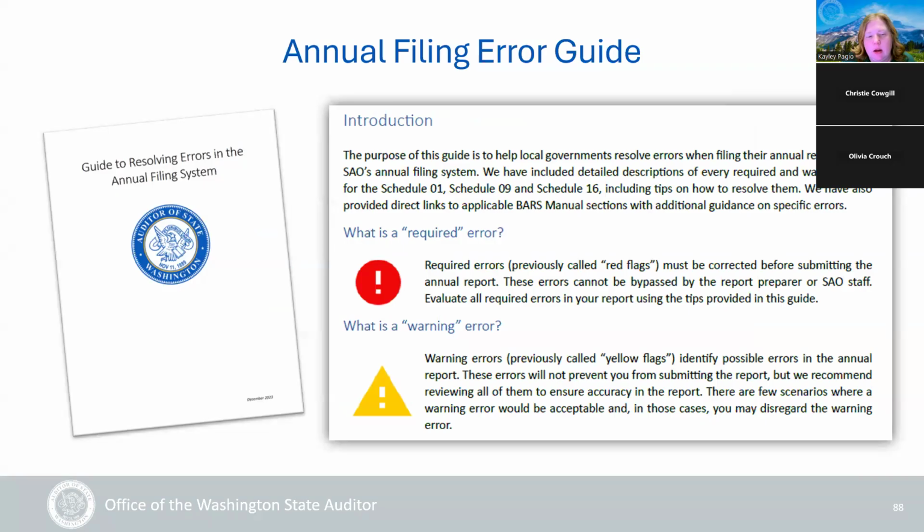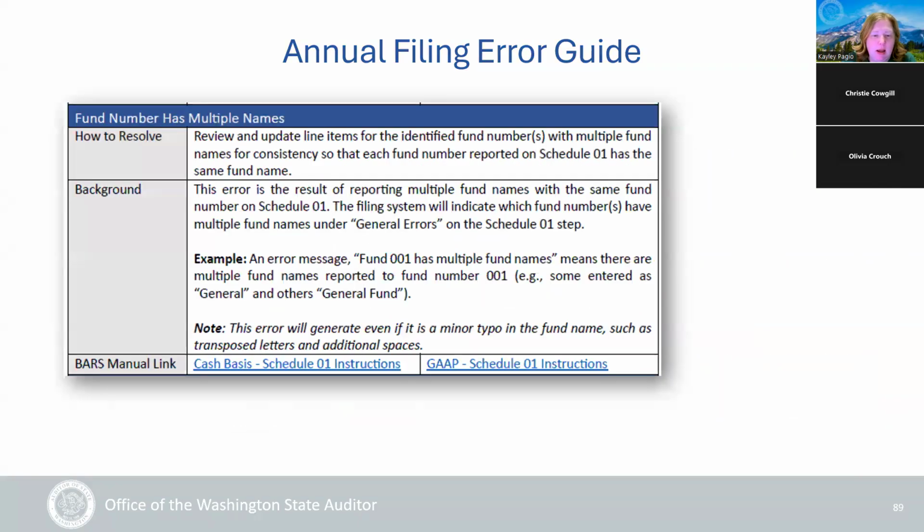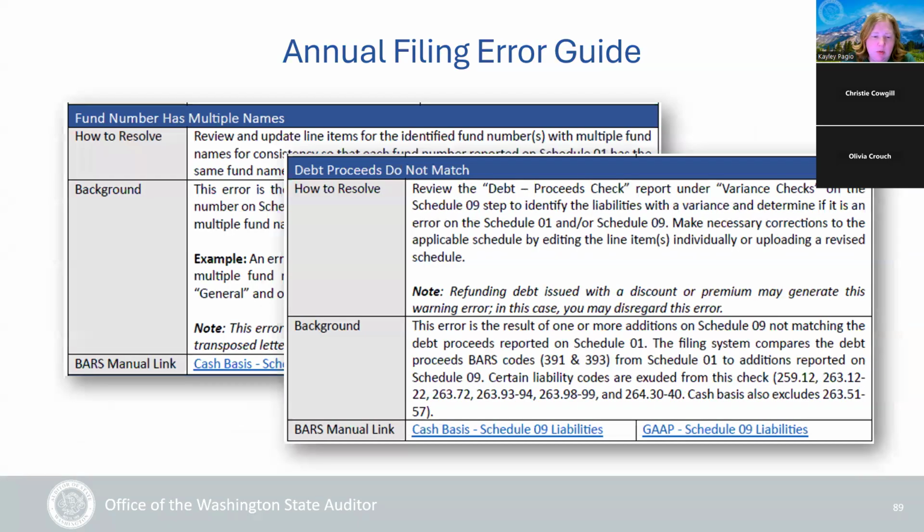Now let's talk about the error guide. This is also a great resource to have up as you're filing your report, but this guide is focused on understanding what errors you may see in the filing system and how to correct them. And this is what you'll see in the error guide. You can see we have a description of what each error means and tips and tricks on how to resolve them.